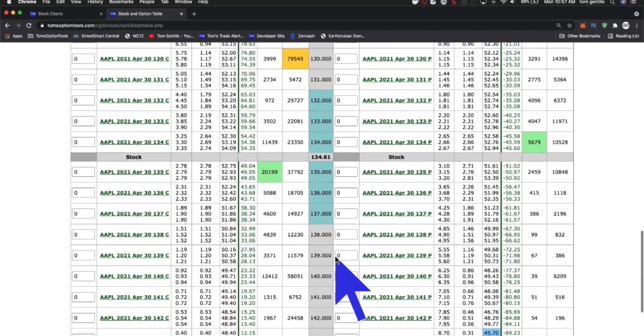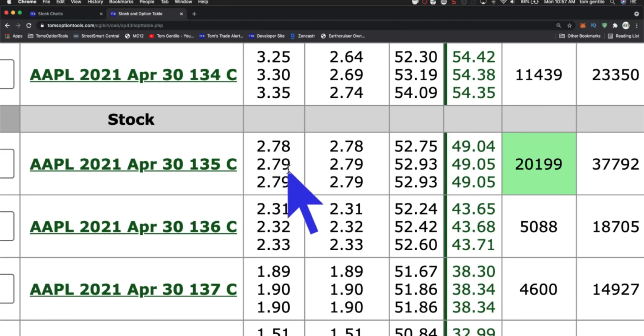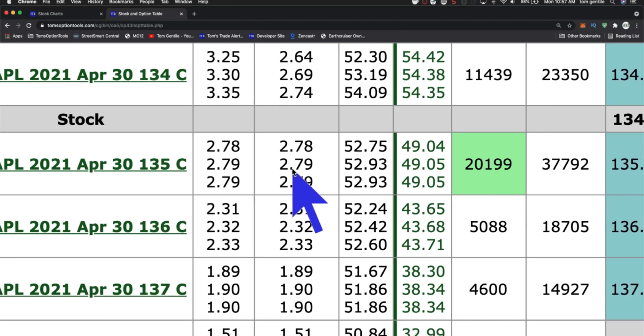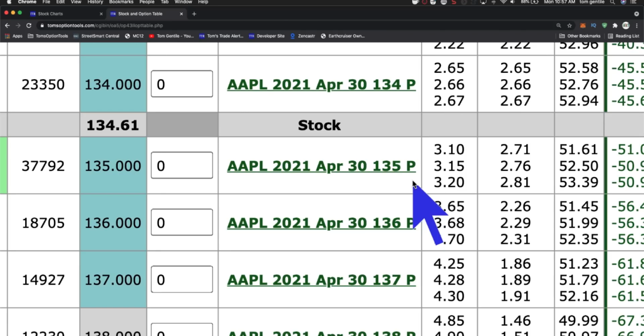Let's scroll down. The 135 calls are at $2.79. We'll call that 280. The 135 puts are at 315. So if you take 280 and you take 315, that's almost 6. So we can round that. That becomes 6 points. 6 points above 135 and 6 points below 135.